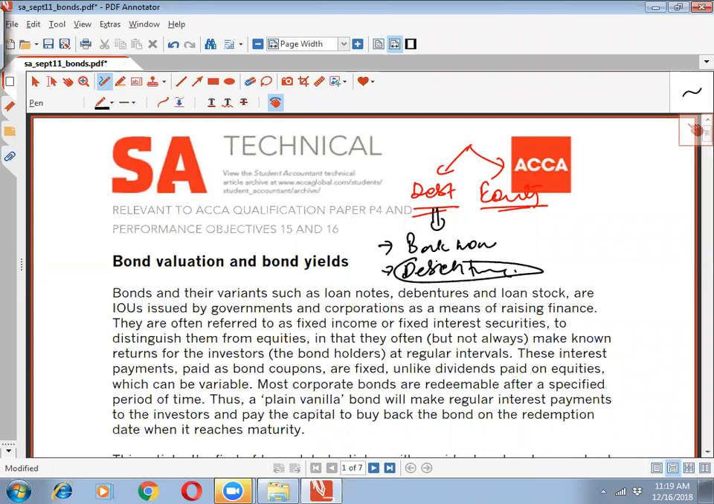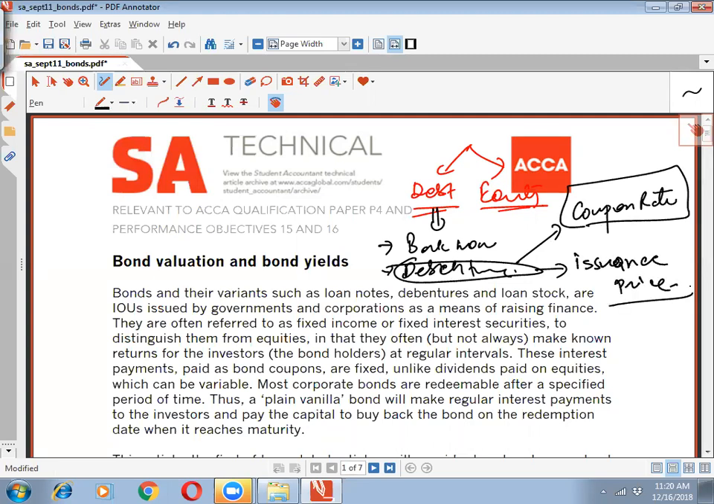Basically, when we issue a debenture, there are certain factors that need to be considered. What are those factors? One of the more important factors is to establish what should be the coupon rate. That's the number one factor. The second factor that needs to be established is what should be the issuance price.